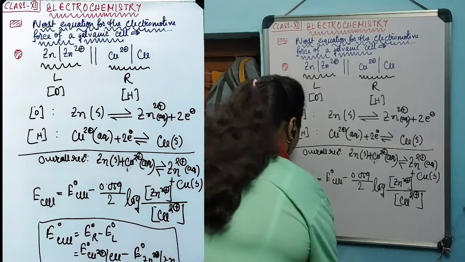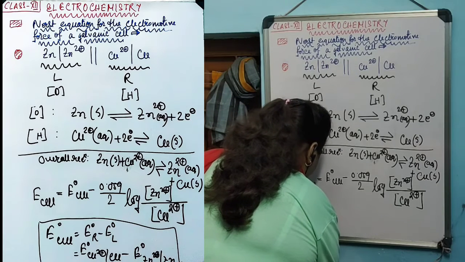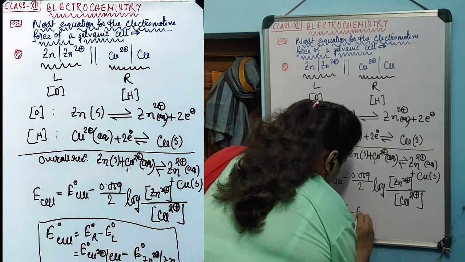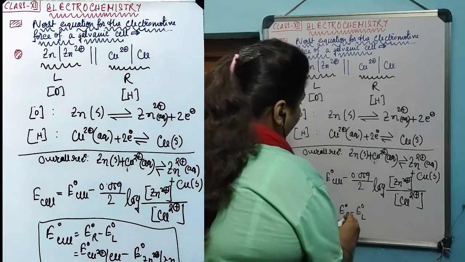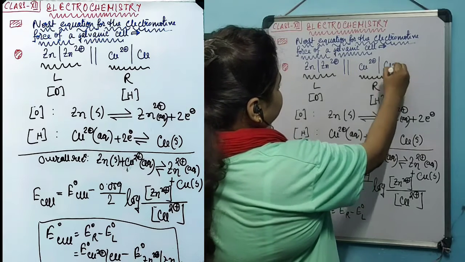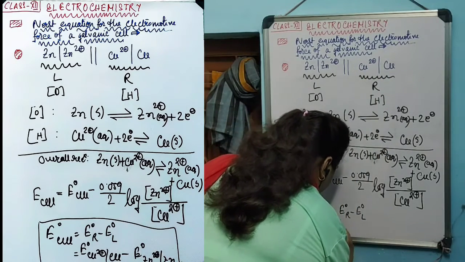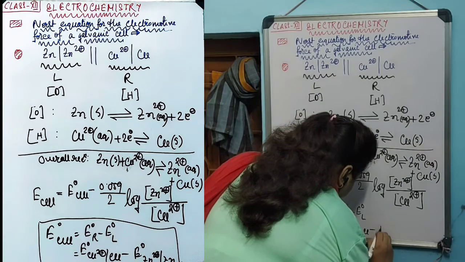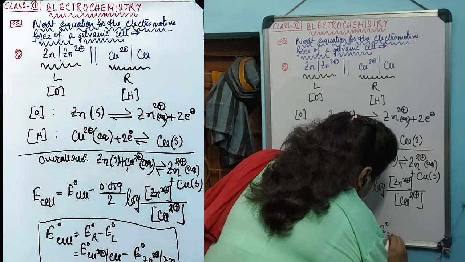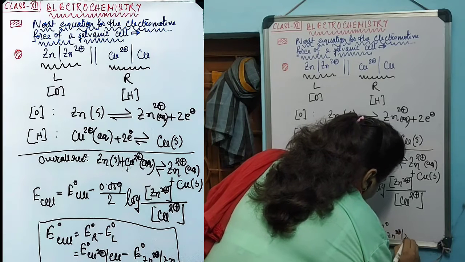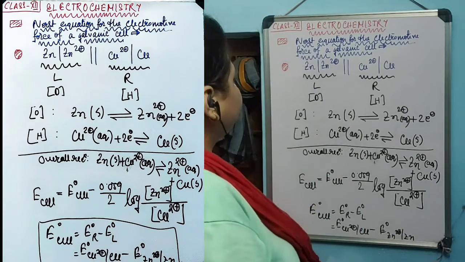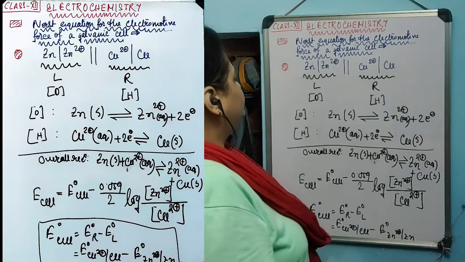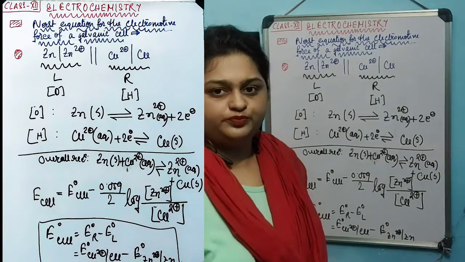where E naught cell will be calculated as E naught R minus E naught L. In the right-hand side electrode, this is the cell reaction that is happening, so we need E naught of copper 2 plus by copper minus E naught of Zn2 plus by Zn. On the left-hand side, we are taking zinc and doing the oxidation of zinc to zinc 2 plus.